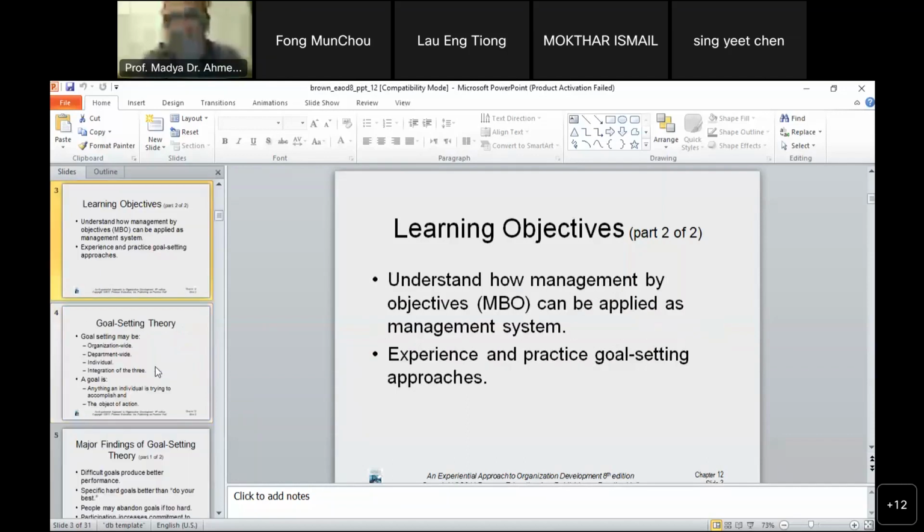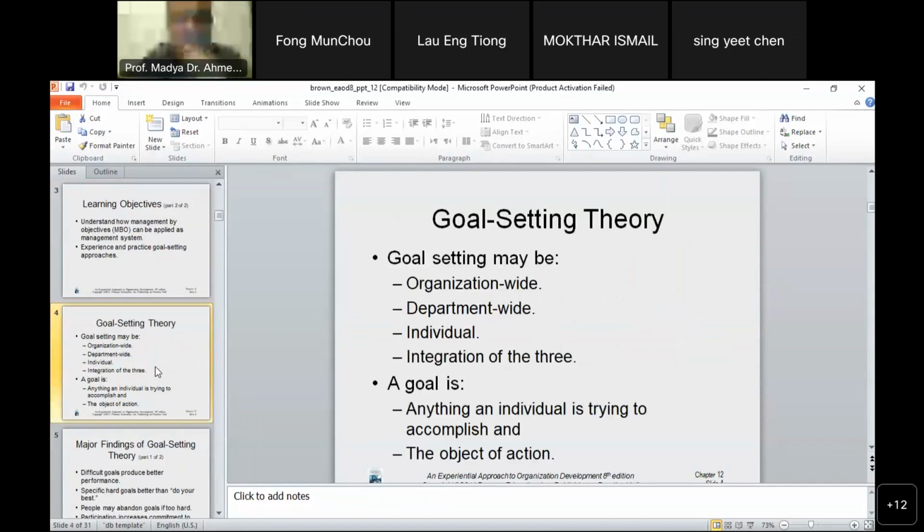And we will look at what is known as MBO, management by objectives, an approach or system. For goals, there is goal setting theory. Goal setting theory talks about goals on the organizational level, the department level, the individual level, and the integration between all those levels. So we want to make sure there is congruity or alignment between every level of goals: organization, department, and individual. Simply, a goal is anything that the individual is trying to accomplish.